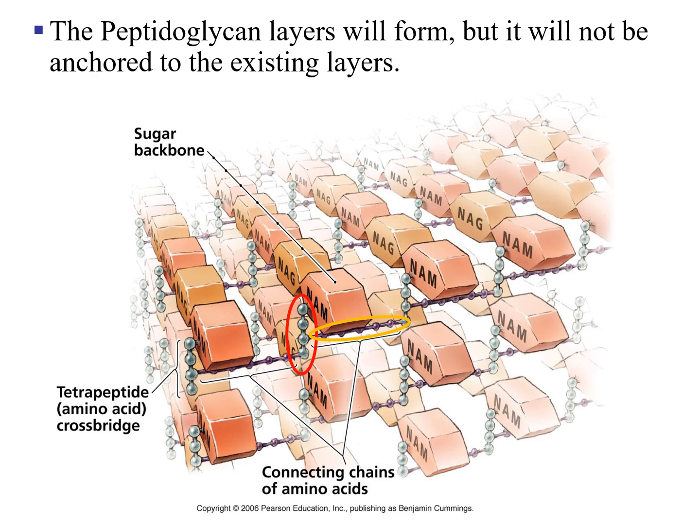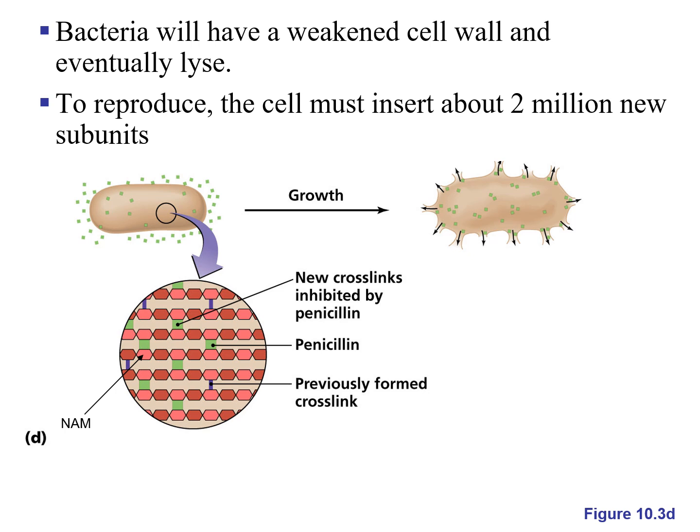The peptidoglycan layer will form, but it will not be able to be anchored to the existing layer. Bacteria will have a weakened cell wall and eventually lyse. In order for the bacteria to reproduce, it must produce and insert 2 million new NAG-NAMs. So notice this bacteria is able to produce it, but cannot insert it into its cell wall.